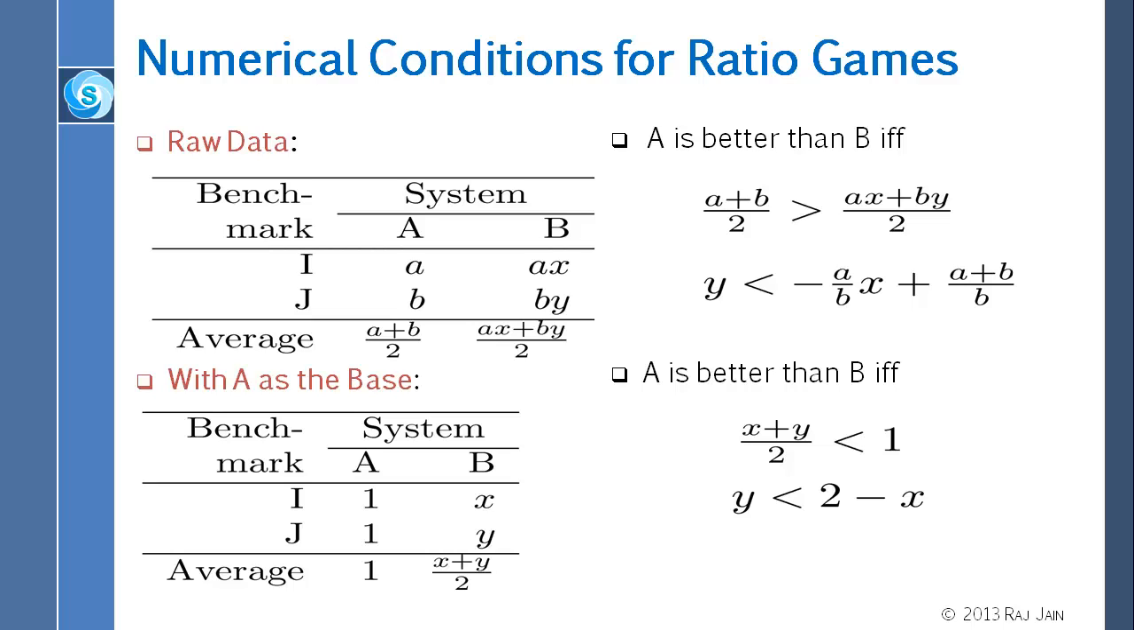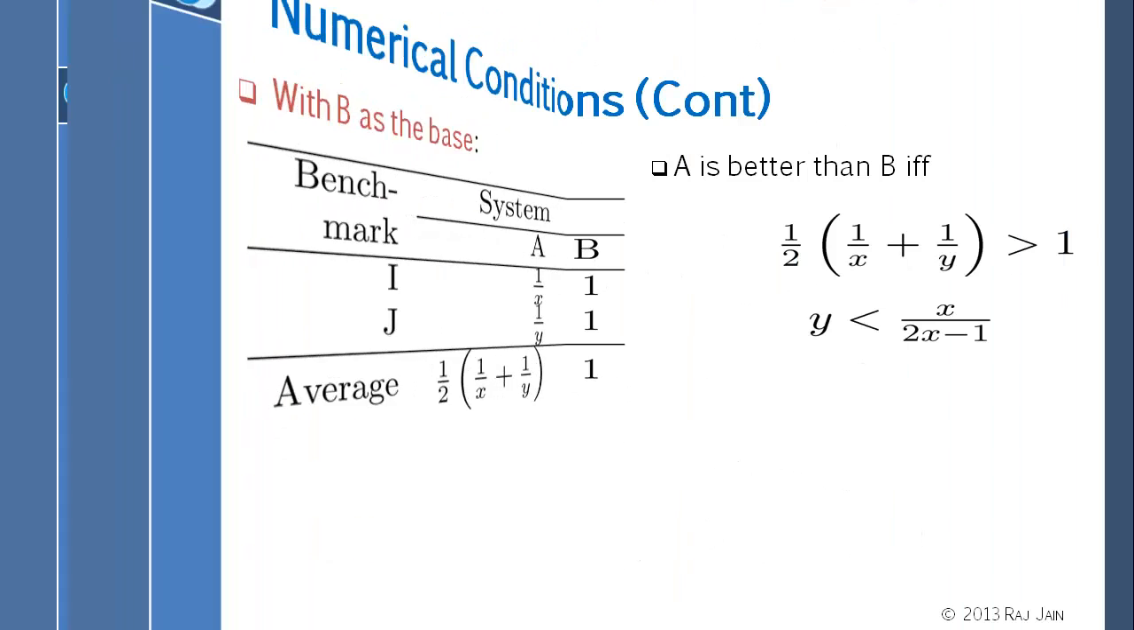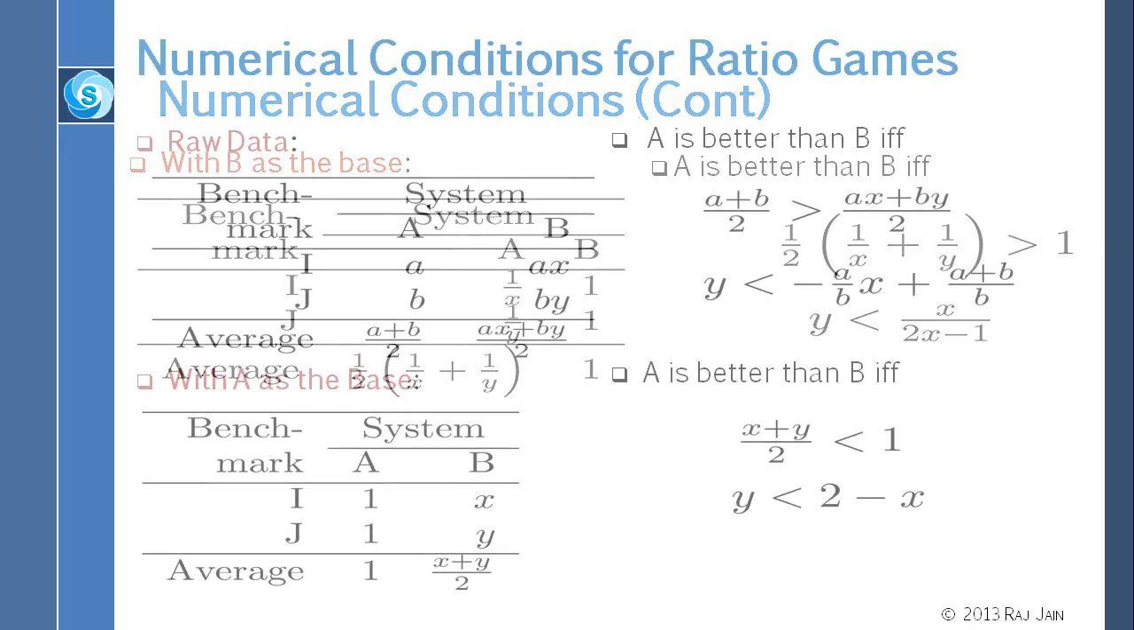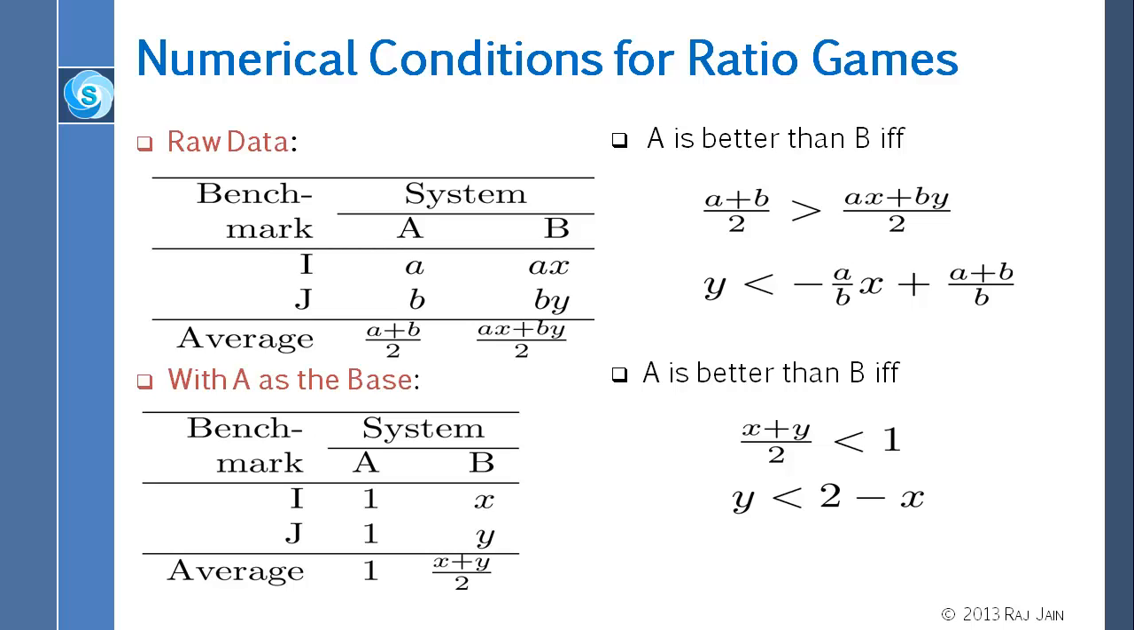So if you have two systems and two benchmarks, the performance on the first benchmark is A and A times X, where X is the ratio. The performance on the second benchmark is B and B times Y, where Y is the ratio. If you do the average, your average will come out as (A plus B) by 2. The other average will come out as (AX plus BY) by 2. And with A as the base, it will be 1 and (X plus Y) by 2, and the next slide probably has B as the base. So you can figure out all these ratios, and then you will see what the conclusions are.